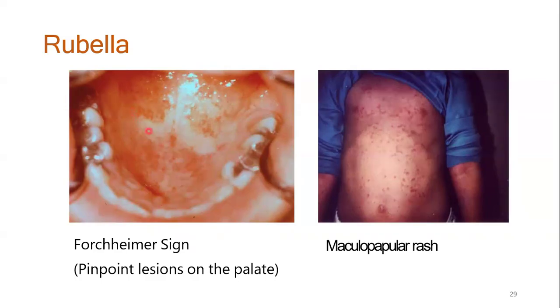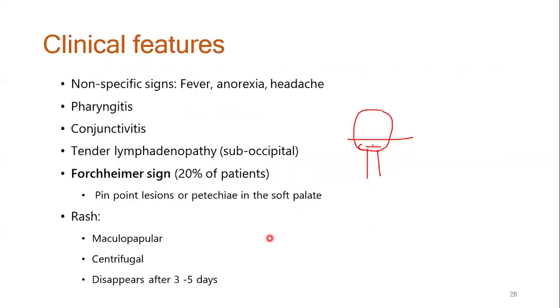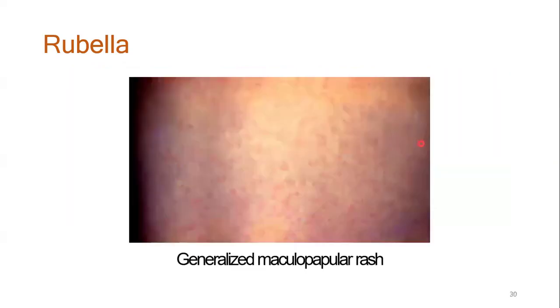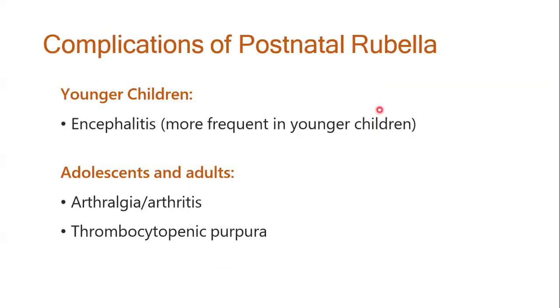So as you can see here, these lesions are pinpoint, meaning they're very small, like the size of a pin on the palate here. And then the rash, the maculopapular rash, centrifugal, and they disappear after 3 to 5 days. You can see here. Okay. And then the generalized maculopapular rash will affect almost the trunk, the whole body.